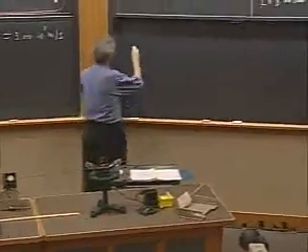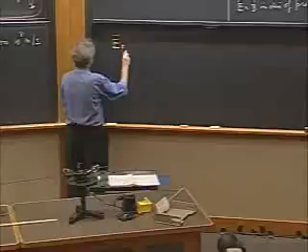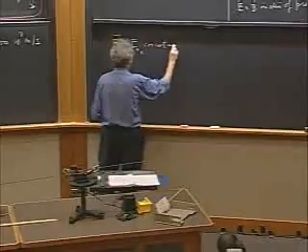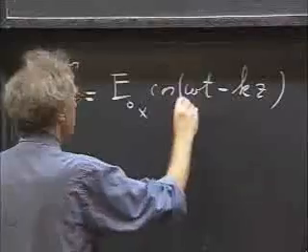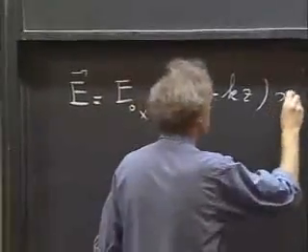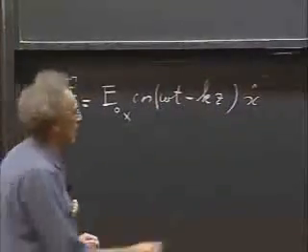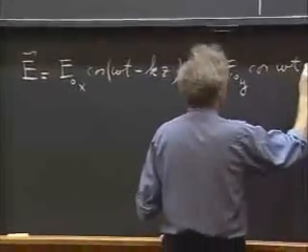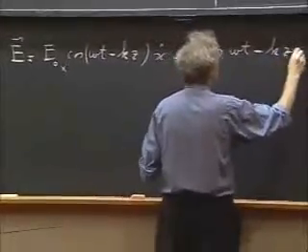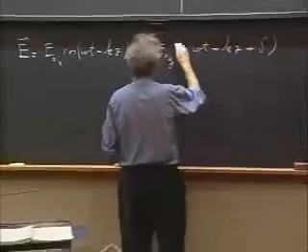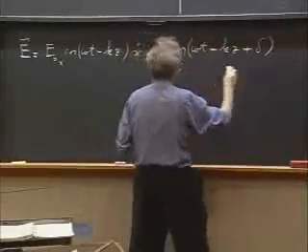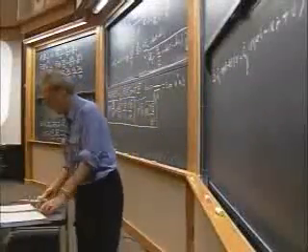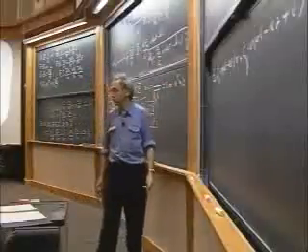In other words, the following E vector is perfectly kosher: E0x times the cosine of omega t minus kz. That would then be in the x direction. And then I would have another E0y times the cosine of omega t minus kz plus delta. I can give it any random phase angle delta. And that would then be in the y direction. And so clearly, this satisfies the wave equation, because each separately satisfies the wave equation.